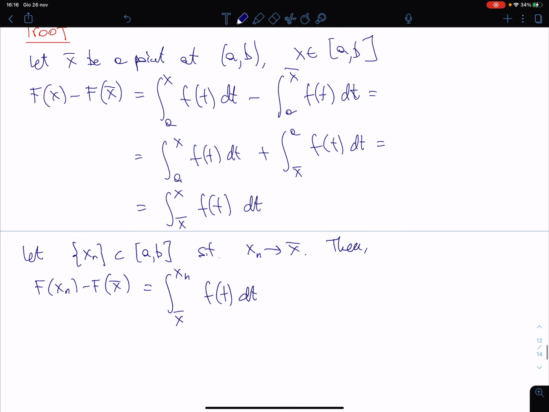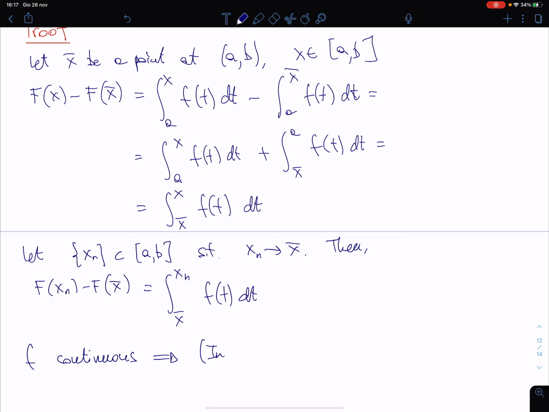Now, since f is continuous, then by the mean integral theorem, by the theorem we proved in the previous video, this is why such a theorem is important.